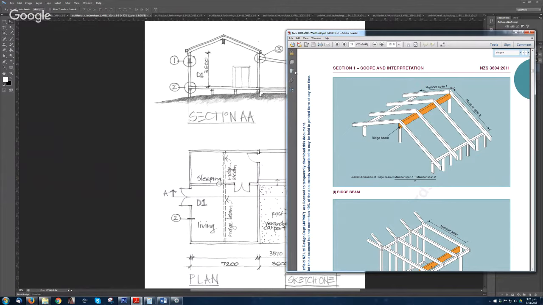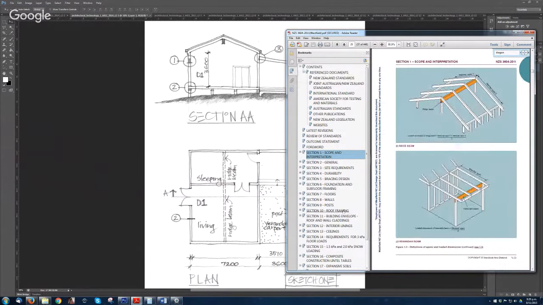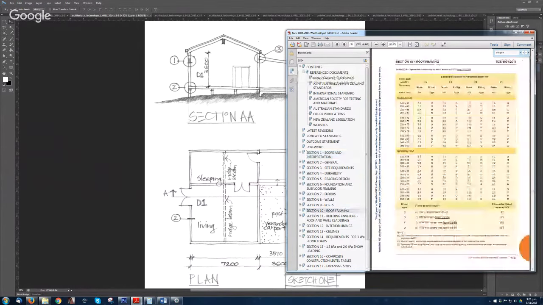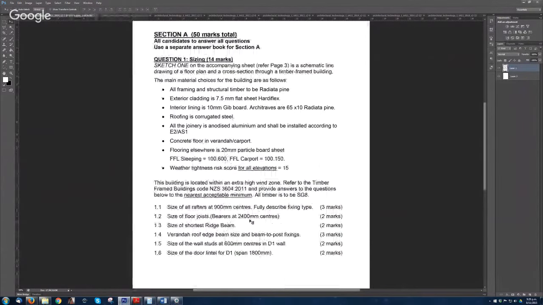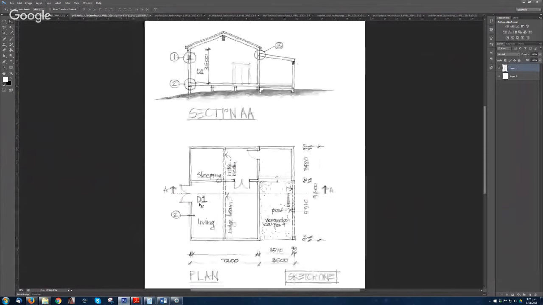Okay, so we go back to the beam table. So it's 1.8, needs to be 3 meters. So it's 240 by 70, and with a fixing of P. Next: size of the wall stud at 600 centers in D1 wall. So that's D1, 3.6 height.